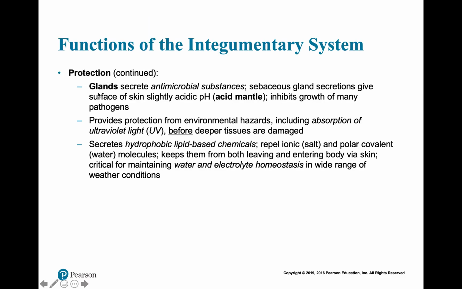Protection continued. Glands, so we'll talk about some sebaceous glands. Sebaceous glands produce sebum, which is a lubricating type substance, and it helps lubricate and moisten the skin. We know that if our skin is not lubricated or moistened, then it cracks, and if it cracks, that provides an entrance for unwanted microorganisms. So that's a way that it is protective, but these glands secrete a substance that helps lubricate and moisten the skin.